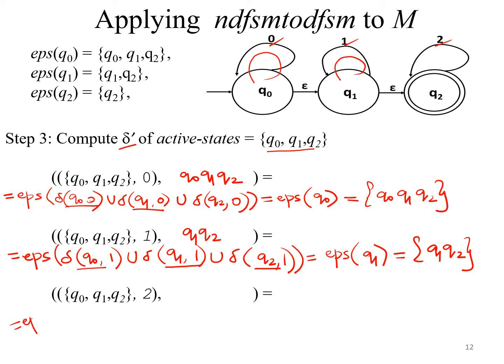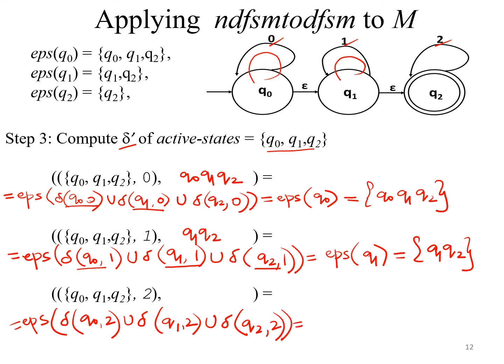Last, EPS of delta of Q0, 2 union delta of Q1, 2 union delta of Q2, 2. This is equal to EPS of Q0, 2, there is no transition. Q1, 2 also there is no transition. Q2, 2 is having a self loop to Q2. Therefore, EPS of Q2 is just Q2. So Q0, Q1, Q2, 2 is going to state Q2.